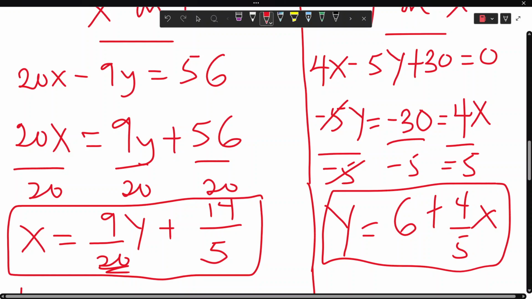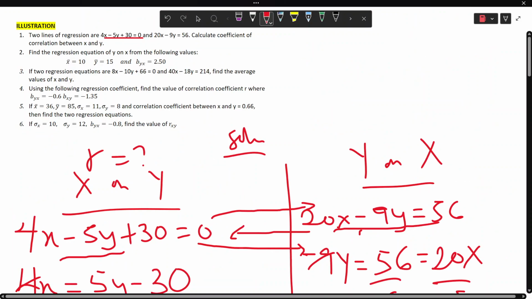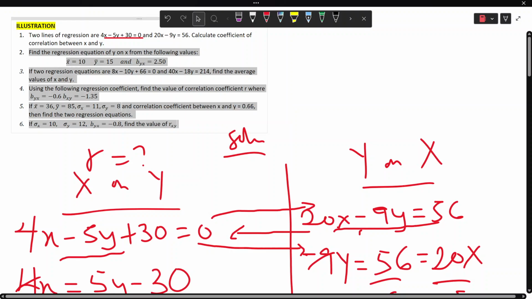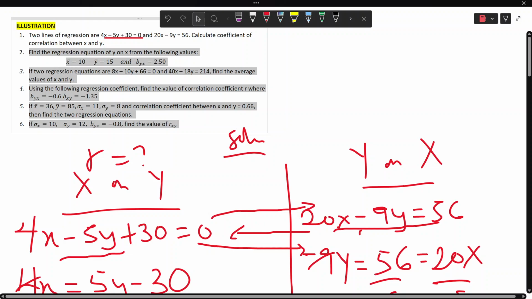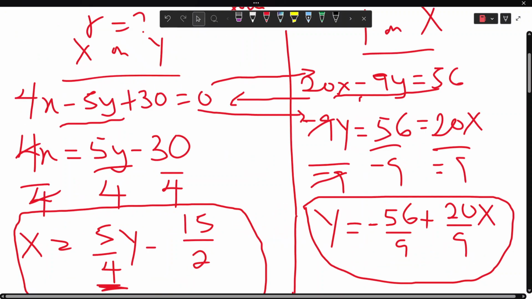Okay. Let's solve the next question in line. Find the regression equation of y on x from the following values. Mean of x is 10, mean of y is 15, and regression coefficient y on x is 2.5.